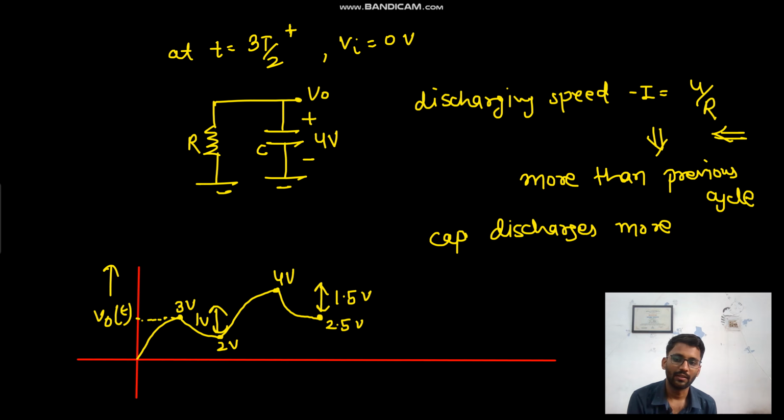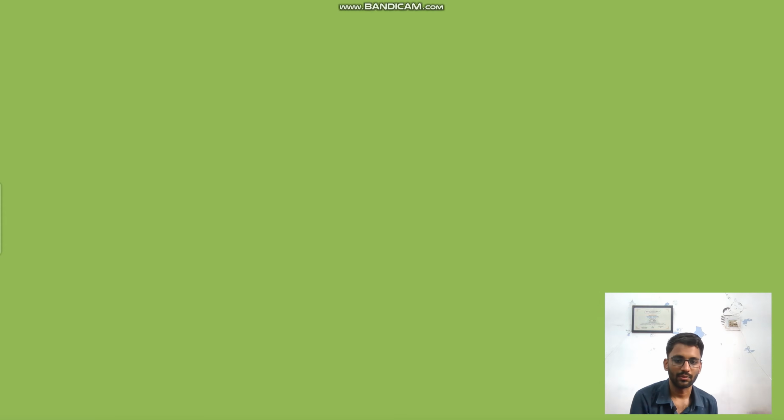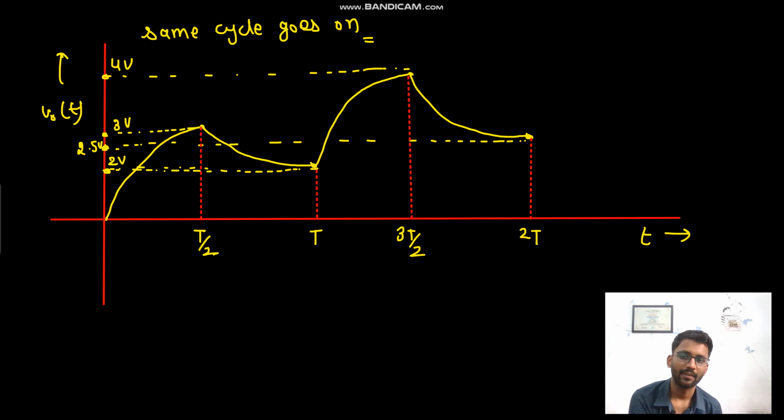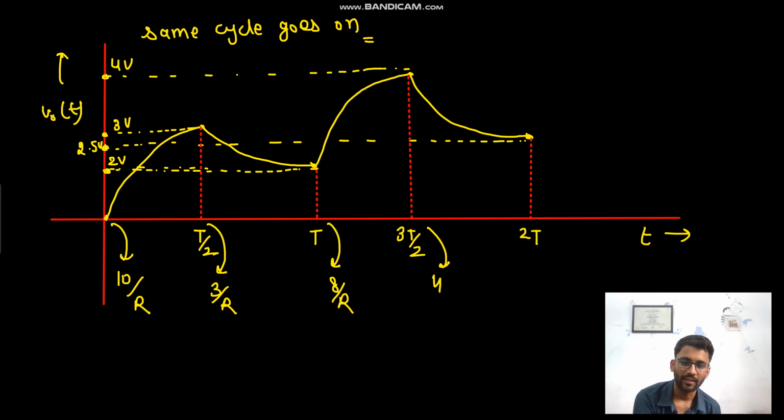So this is V naught T and this is T. So let me draw it more clearly. So this is your output waveform, right? So the same cycle goes on, right? So here at t equals 0 plus we had 10 by R speed of charging, right? Here we had 3 by R speed of discharging. Here we had 8 by R speed of charging. Here we had 4 by R speed of discharging. Here we had 7.5 by R rate of charging.